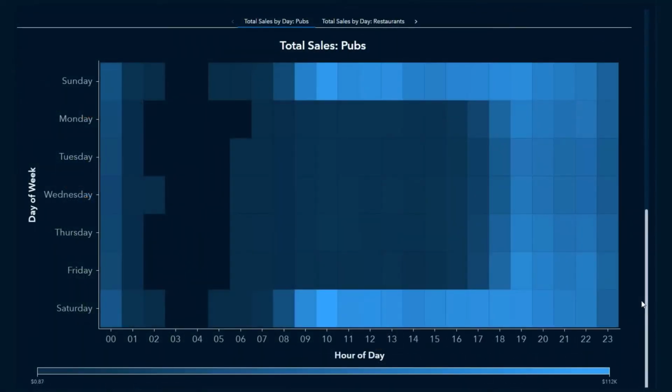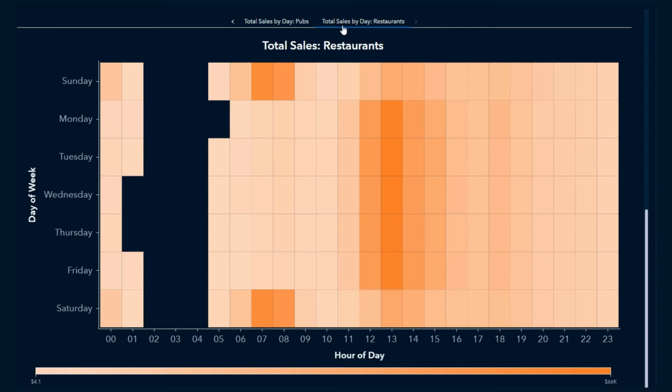Examining daily patterns, we find that pubs generate their revenue on weekends between 9 a.m. and 12 a.m. and on weekdays from 5 p.m. to 12 a.m. Sales were lowest on weekdays between 6 a.m. and 4 p.m., while restaurants generate most of their revenue between 7 a.m. and 8 a.m. on weekends and 11 a.m. and 3 p.m. on weekdays.